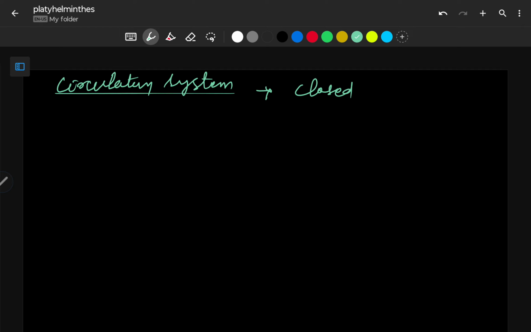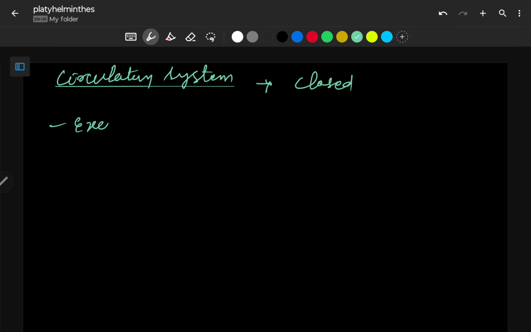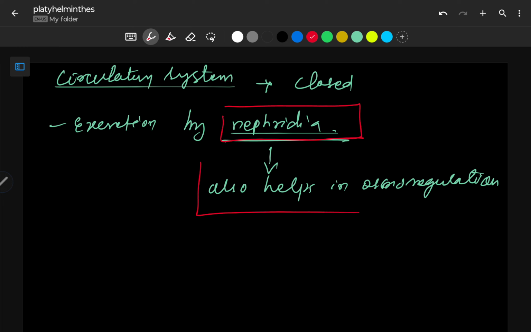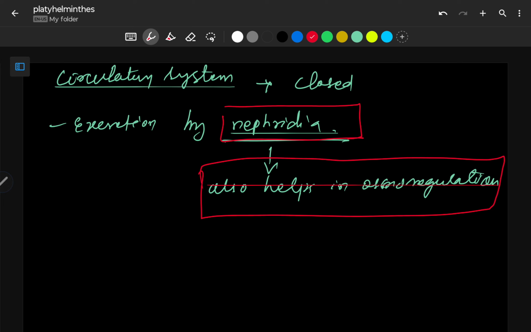And now come to excretion. Excretion by nephridia, and this nephridia also helps in osmoregulation, like a flame cell. Okay, this part is very important. So nephridia is the excretory organ, which also helps in osmoregulation. So this line is done.